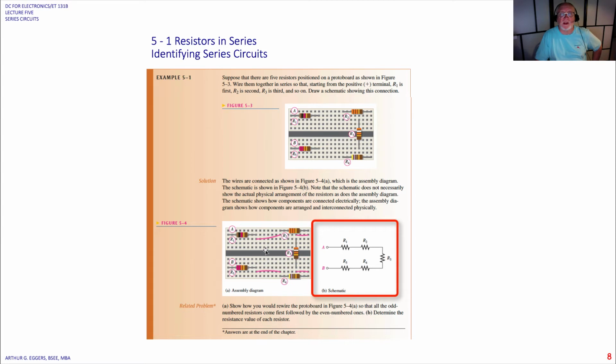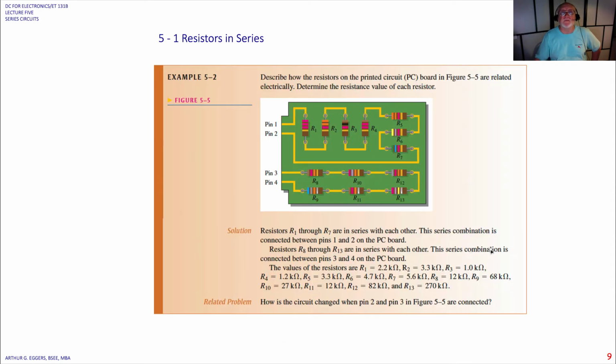Now if we try to draw them similar to the physical configuration, you can see in this simple schematic that we have here, we've got 1, 2, 3, 4, and 5 all connected pretty much the same way you see them on the protoboard. That may not always be the case, so you've got to get used to looking at a schematic diagram and determining what it really looks like physically, and looking at the physical configuration and being able to sketch what it looks like in the schematic diagram.